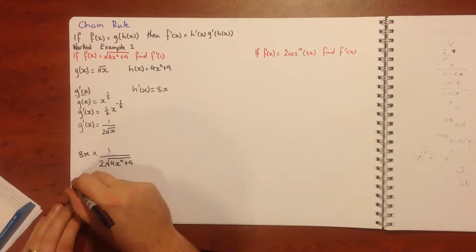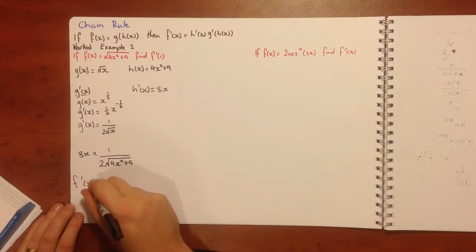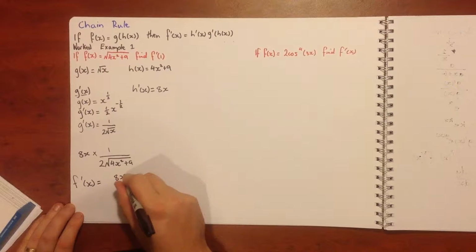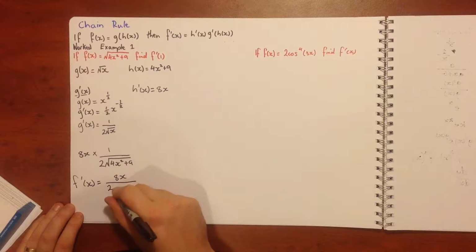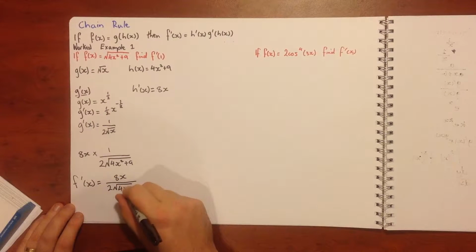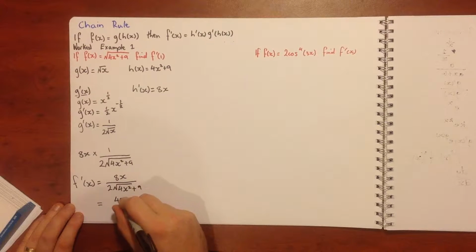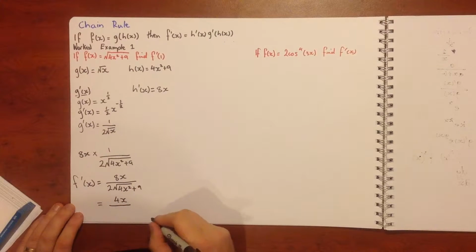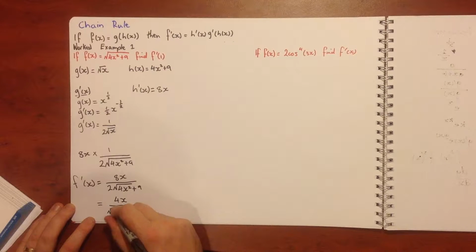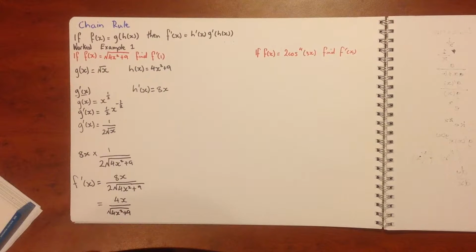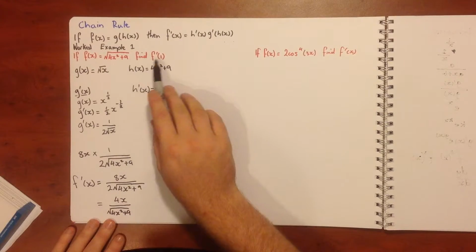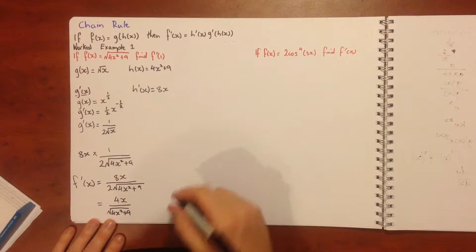We can simplify a little bit and say that f dash of x is equal to 8x over 2 square root of 4x squared plus 9, which equals 4x over the square root of 4x squared plus 9. And we're there. We do need to, however, sub in 1. That was the last part. Can't forget about that.